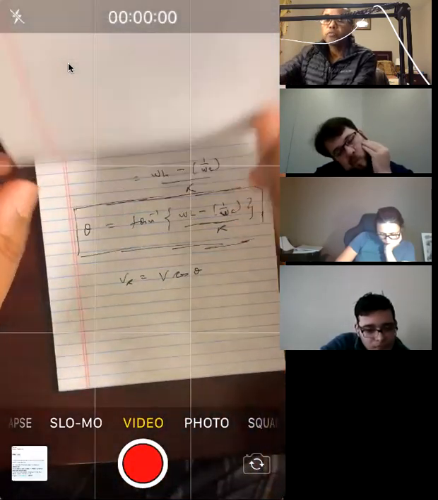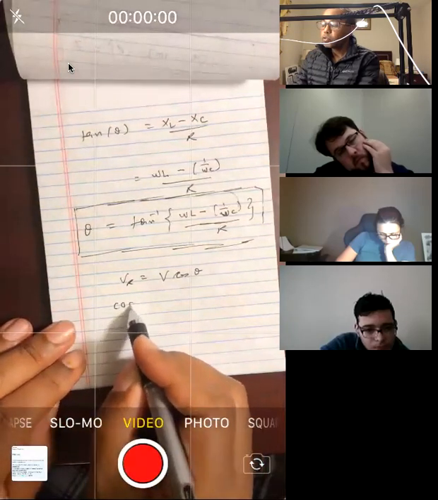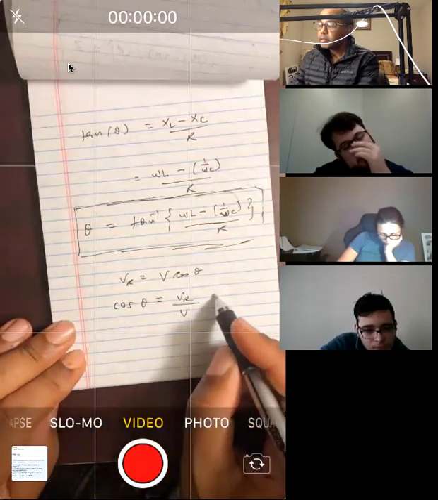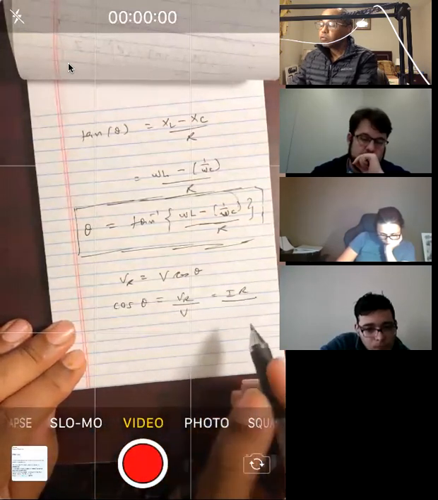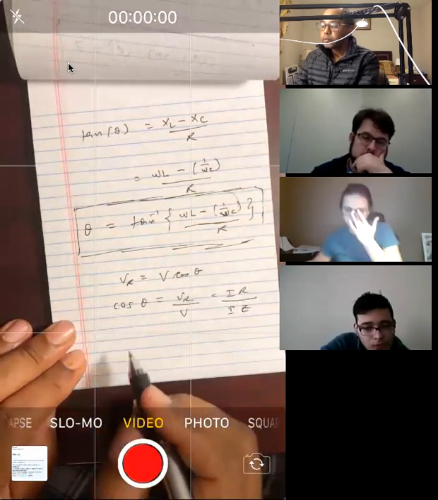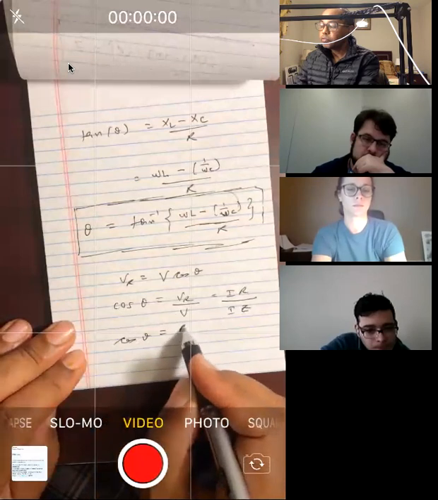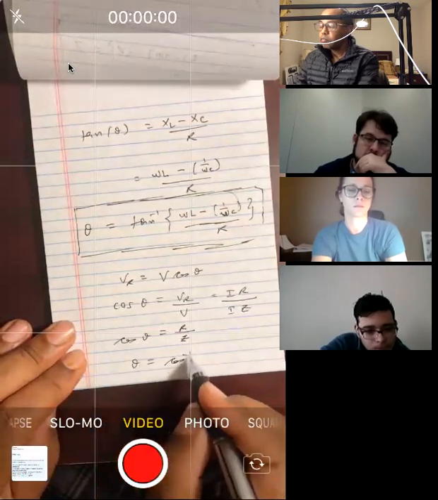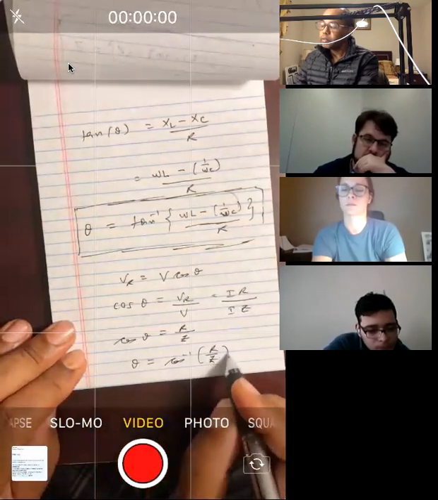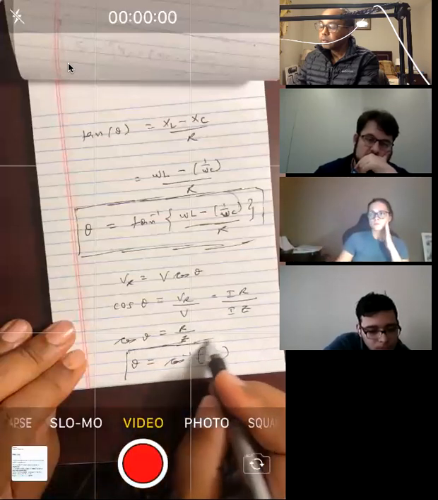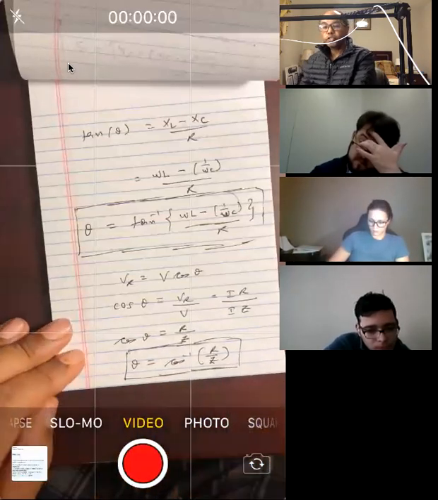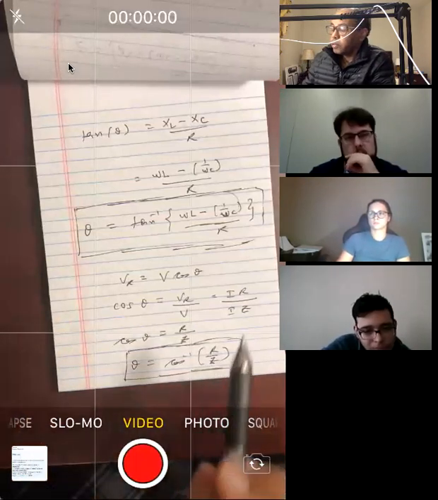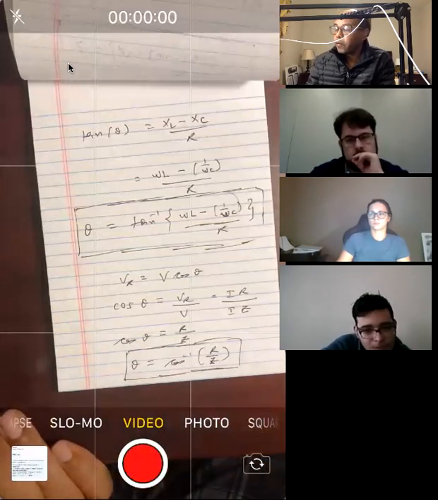So you can also use cosine for the phase shift. We have cosine of theta is VR over V, and that is current times resistance over total voltage, which is current times impedance. So cosine of theta is also the resistance of the resistor divided by the total impedance, or you can say theta equals cosine inverse of resistance divided by impedance. Sometimes this will be an easier formula to use. If you have impedance and resistance, you can directly use this formula to calculate the phase shift.